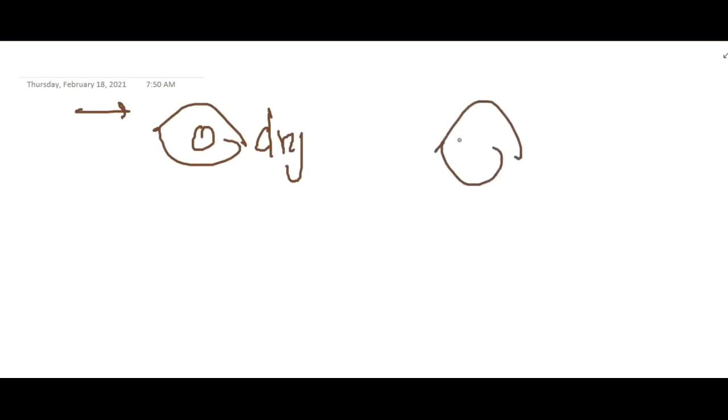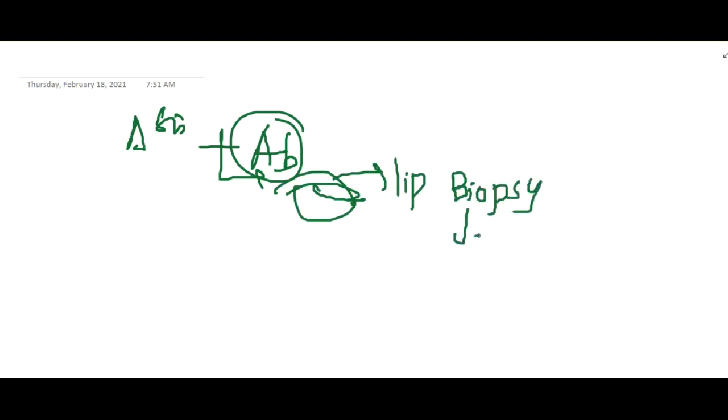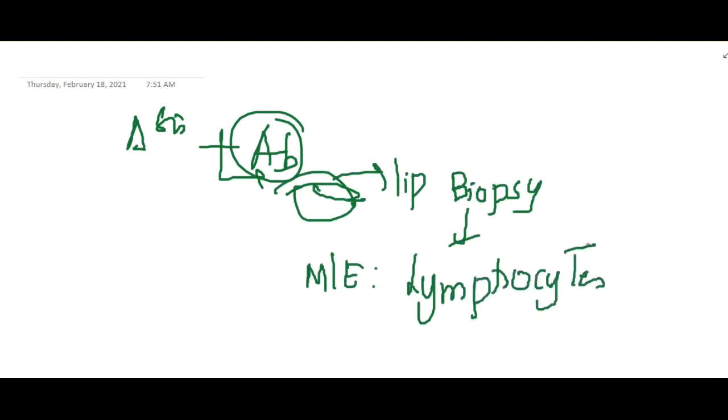And what is seen in Sjogren's disease? In Sjogren's disease, you will see dry eyes and you will also see dry mouth. The diagnosis is mainly done by the antibody test, and then you can do a biopsy from the lips, that is, a lip biopsy can be done. On microscopic examination of the lip biopsy, you will see the presence of many lymphocytes.